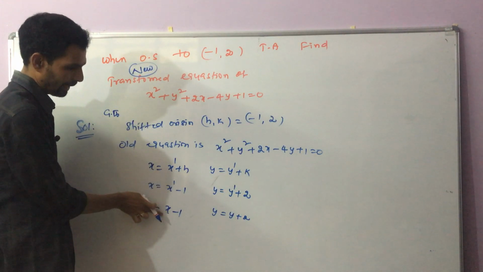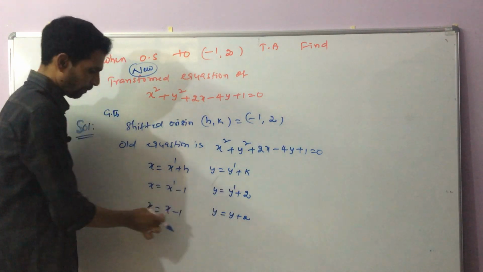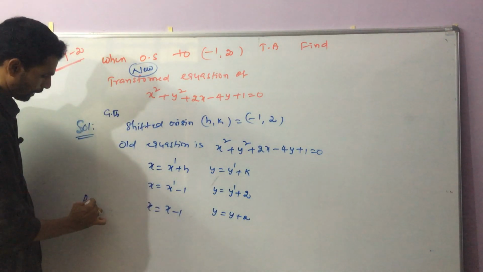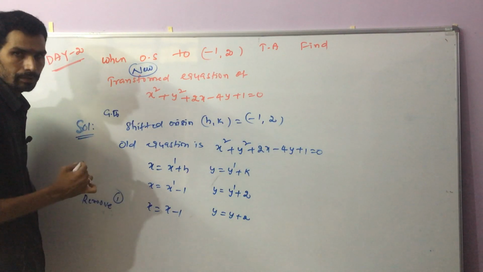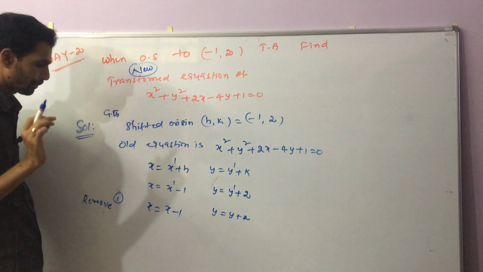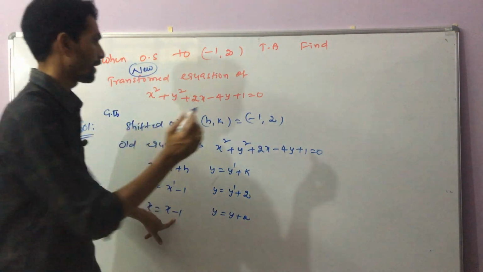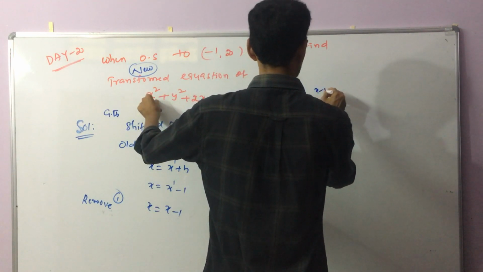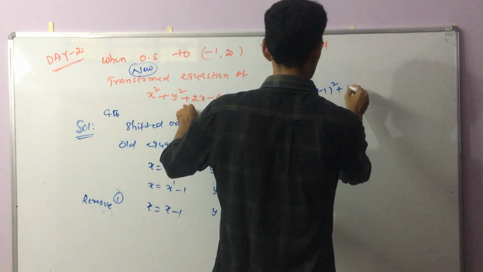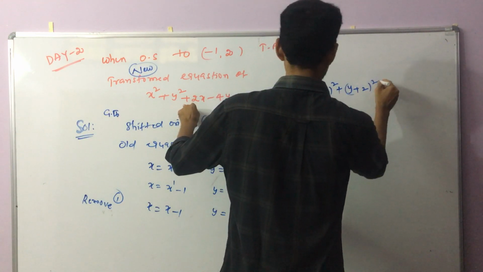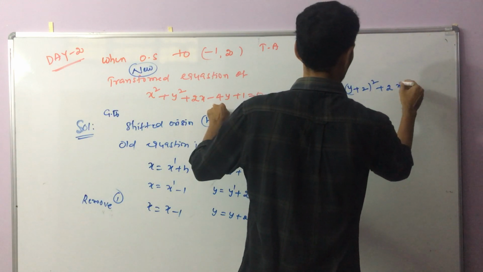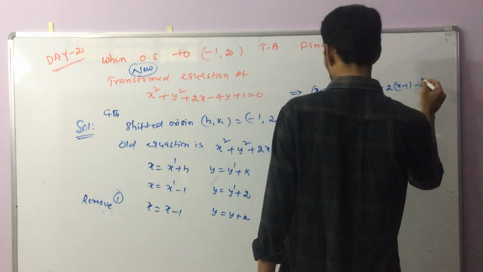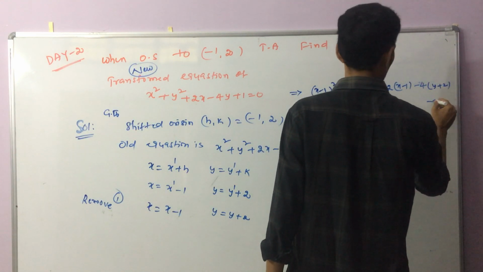Removing the dash, we get x, and removing the dash, we get y. In place of x substitute x minus 1, and in place of y substitute y plus 2. The given equation becomes x minus 1 whole square, plus y plus 2 whole square, plus 2 times x minus 1, minus 4 times y plus 2, plus 1 is equal to 0.